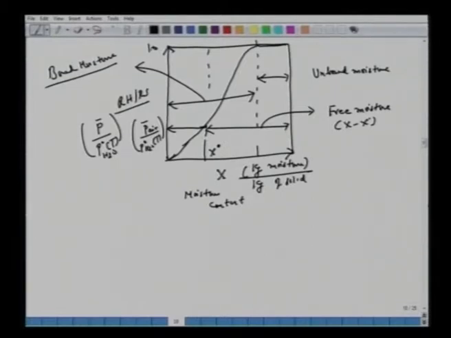All right, now let's try to understand what happens when we have this unbound moisture. What happens here when we have unbound moisture? We're talking of a water film here. So the mass transfer rate you can expect should be equal to Ky, let's say there is airflow here, Ky into Ys minus Y. So what is this Ky first? This is the mass transfer coefficient.